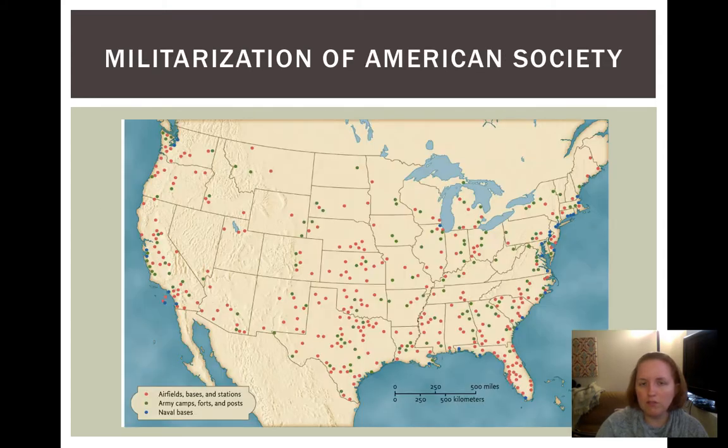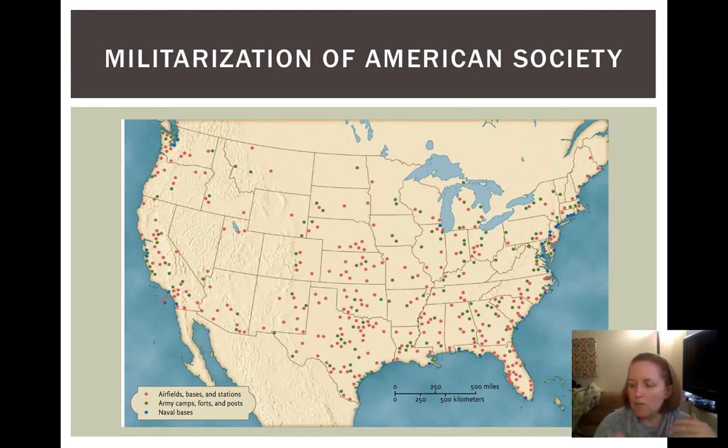And World War II also changes America in a physical way. And you can see that in this map. It shows how American society during the war really becomes militarized. The red dots on the map are airfields, bases, and air stations. The green dots are army camps, forts, and posts. And the blue dots, as you can see along the coast, those are naval stations.